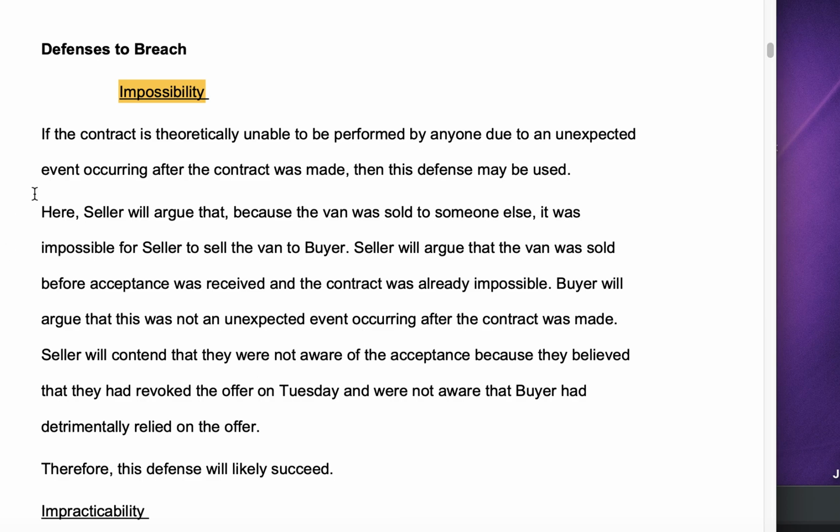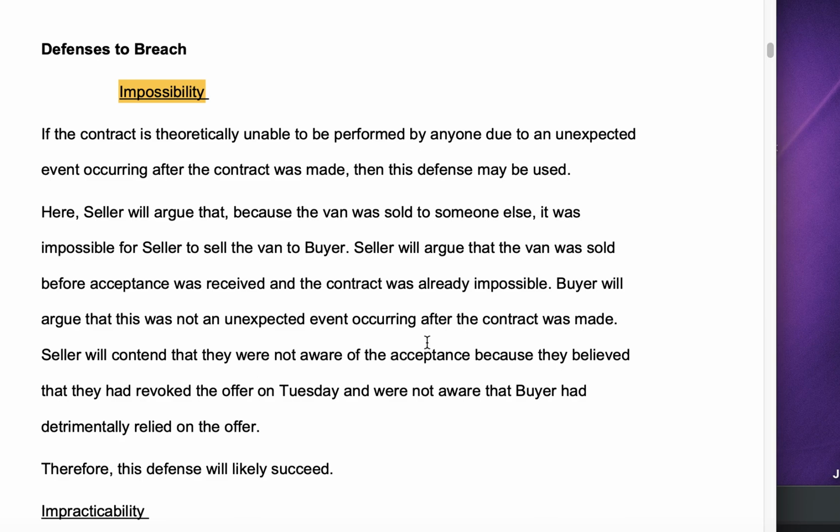They're writing nicely. If the contract is theoretically unable to be performed by anyone due to an unexpected event occurring after the contract was made, then this defense may be used. Here, the seller will argue, because the van was sold to someone else, it was impossible for the seller to sell the van to buyer. Seller will argue that the van was sold before acceptance was received and the contract was already impossible. Buyer will argue that this was not an unexpected event occurring after the contract was made.